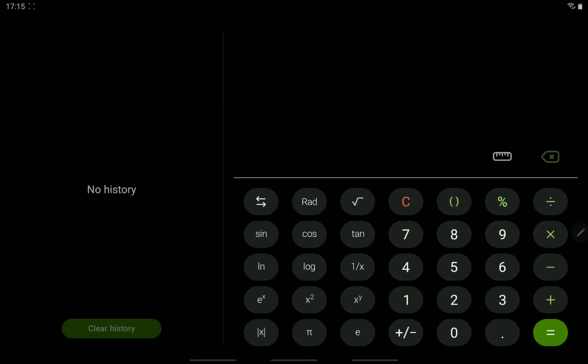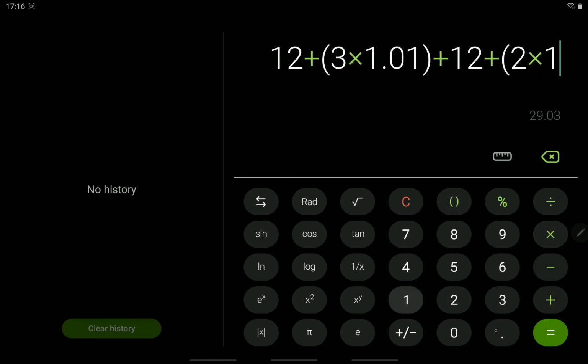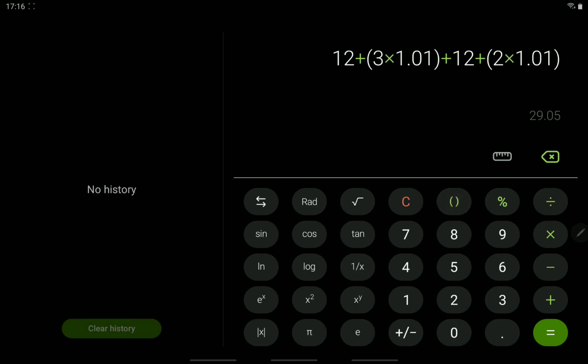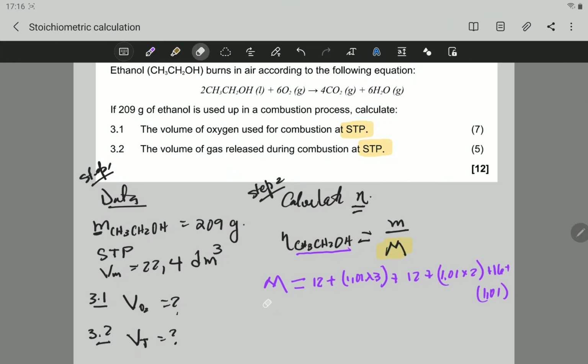It is 12 plus, I'm going to open bracket, 3 times 1,01, close bracket, plus 12 plus bracket 2 times 1,01, close bracket, plus 16 for oxygen, plus 1,01 for hydrogen. The answer is 46,06. So the molar mass here is equal to 46,06 grams per mole. This number must be substituted right in there.